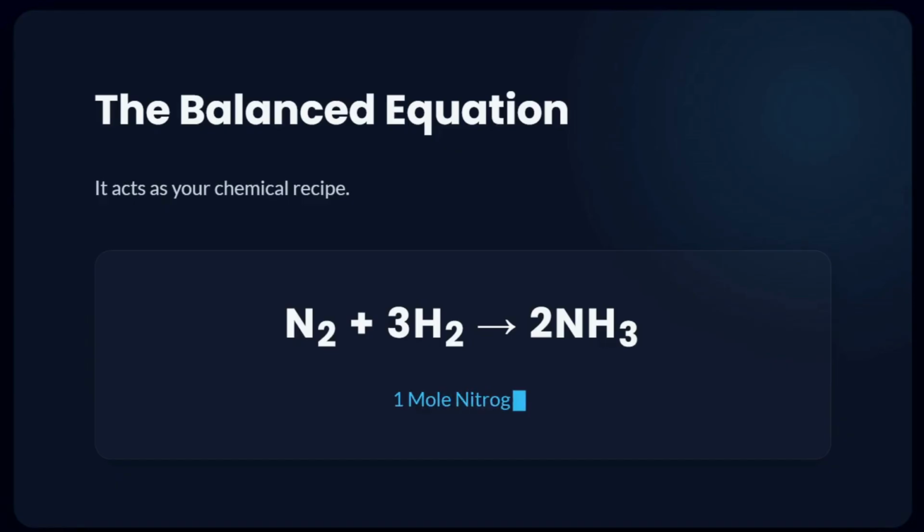Before we calculate anything, you must have a balanced chemical equation. Think of it as a recipe. The big numbers in front, called coefficients, tell us the exact mole ratio needed for the reaction to work perfectly.